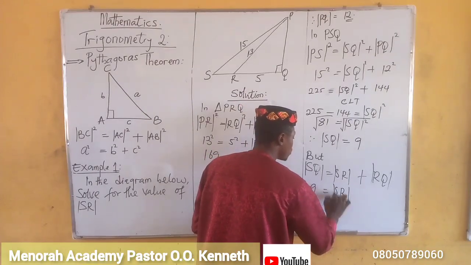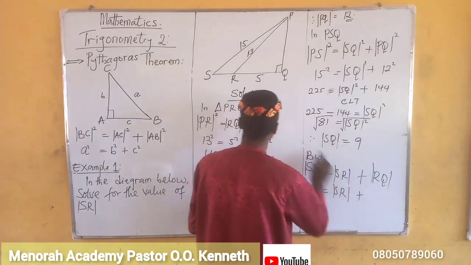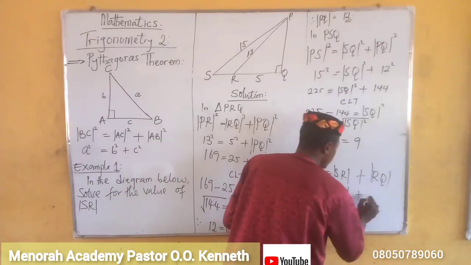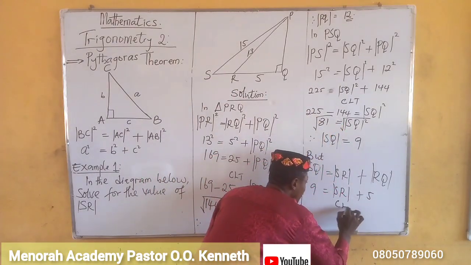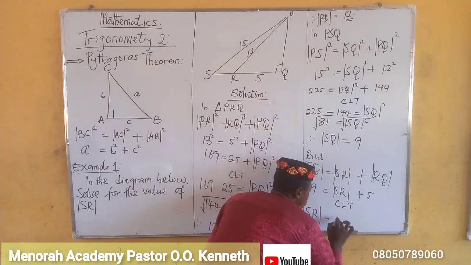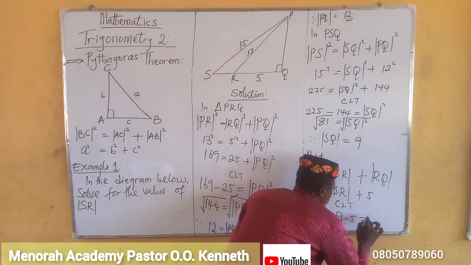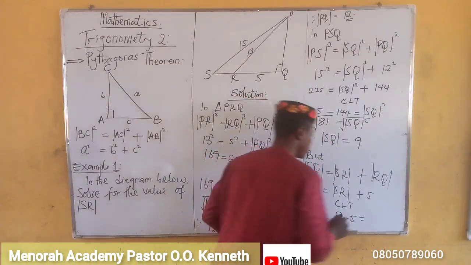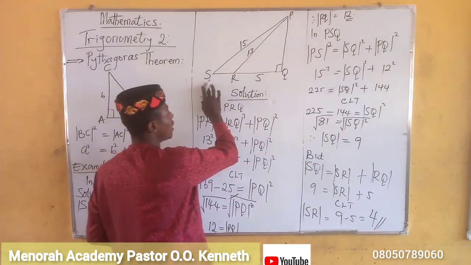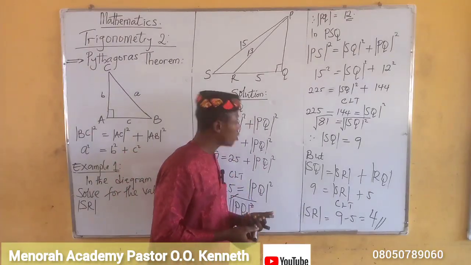SQ is 9. SR is what they asked us to find. Then RQ is given to be 5. So we collect like terms. Line SR now equals 9 minus 5, which is equal to 4. So you discover that this particular SR is equal to 4.